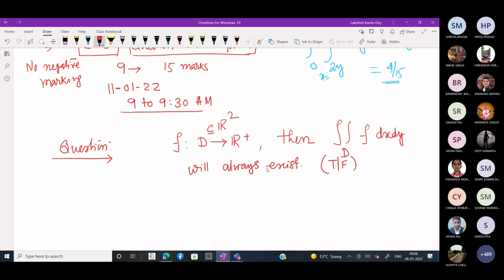Yes, yes. Let f be a non-negative function which is defined on some region in R2. Then double integration of f dx dy will always exist. This is true or false?